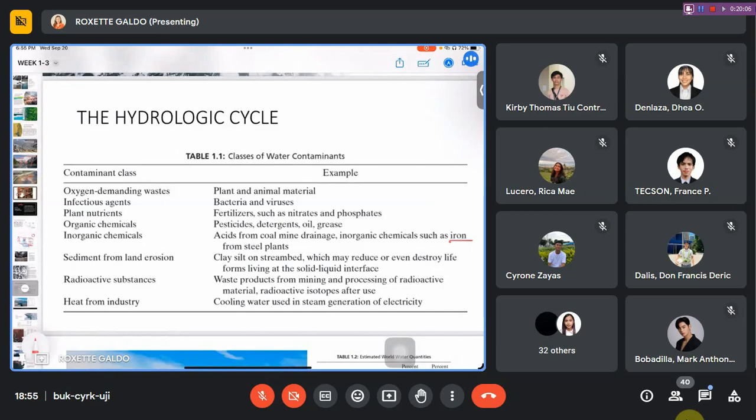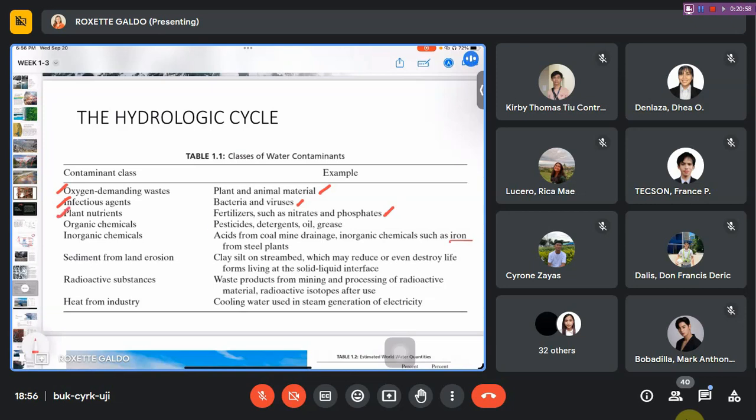So we have different types of contaminants for our water. We have plant and animal material, which can be classified as oxygen demanding waste. Or dirt, for example, dirt on the road, dog waste on the road. Of course, the rain water mixed with this dirt falls to the drainage, but the water that went to the drainage has been mixed with animal material. Okay? Also, bacteria and viruses, which can be classified as infectious agents. Also, if it rains, of course the banana plants get rained on, and our bananas have fertilizers. So our water there can carry fertilizers or plant nutrients.